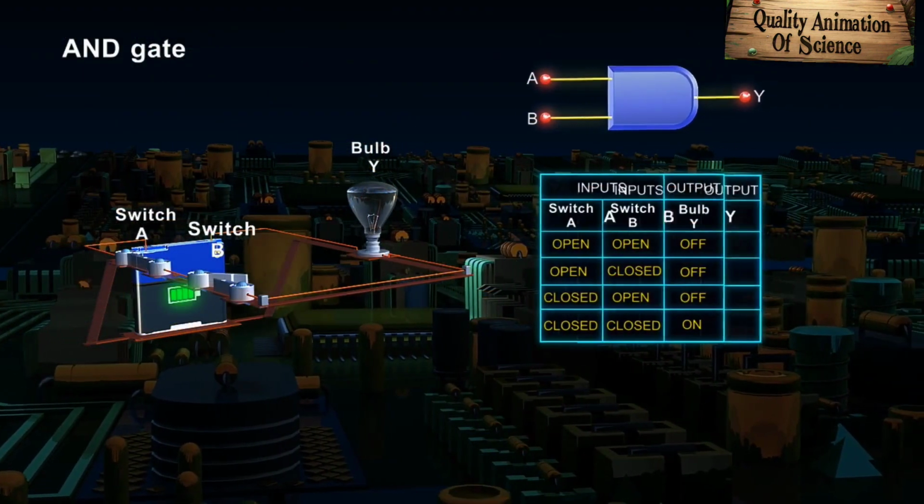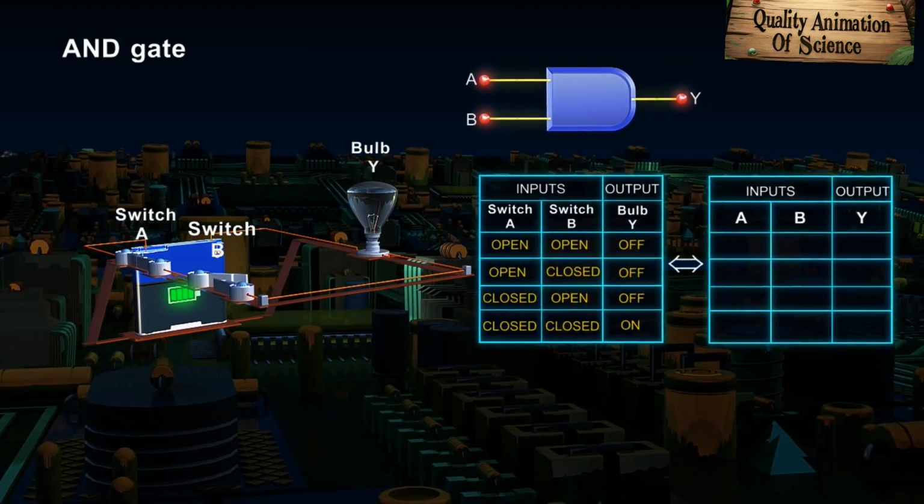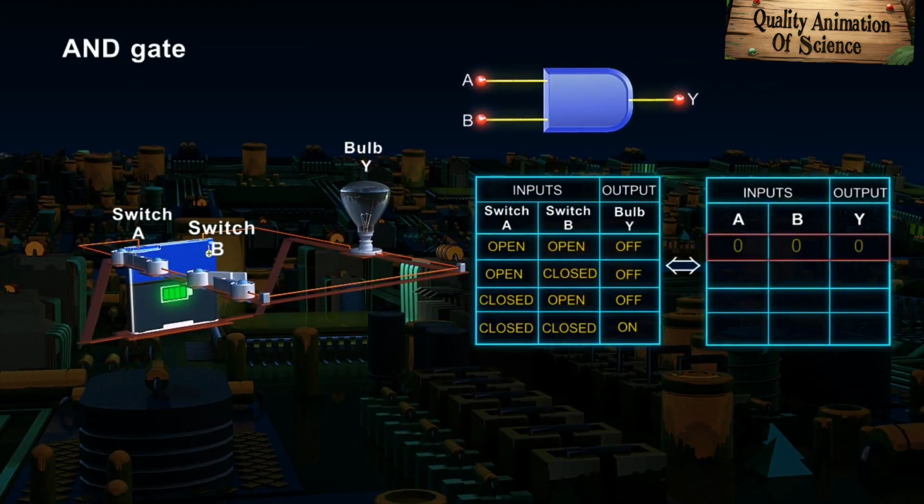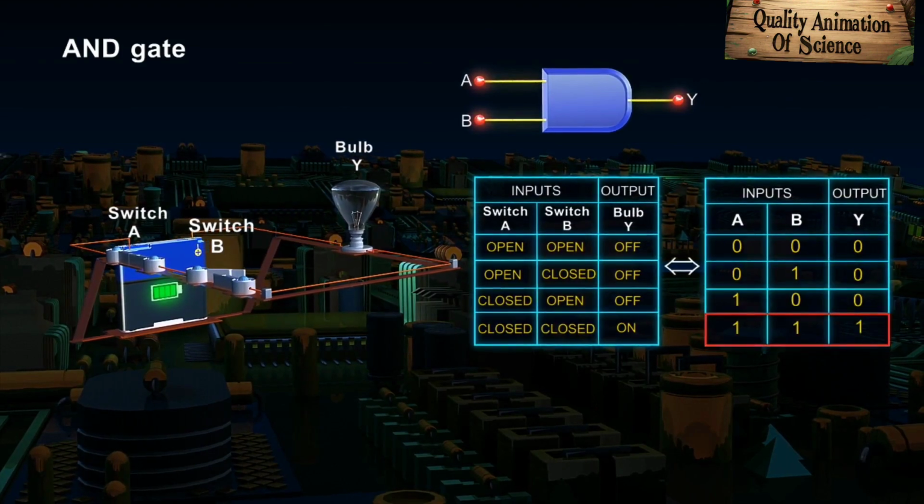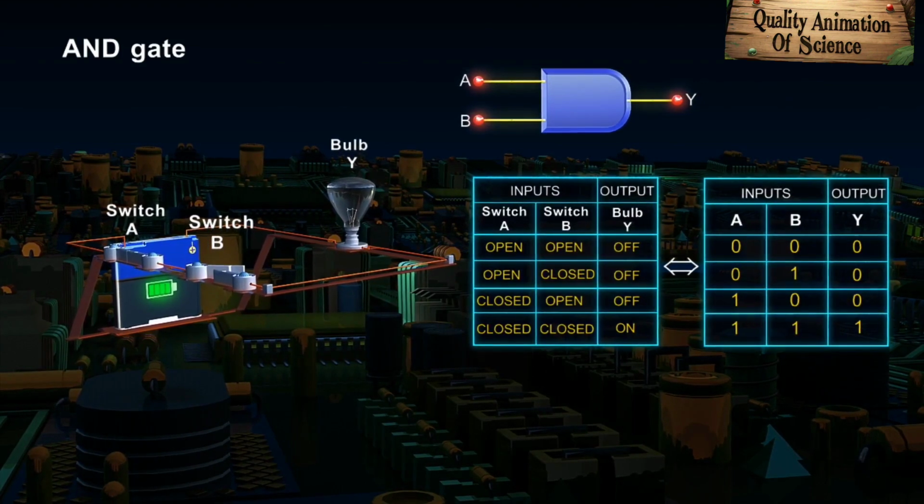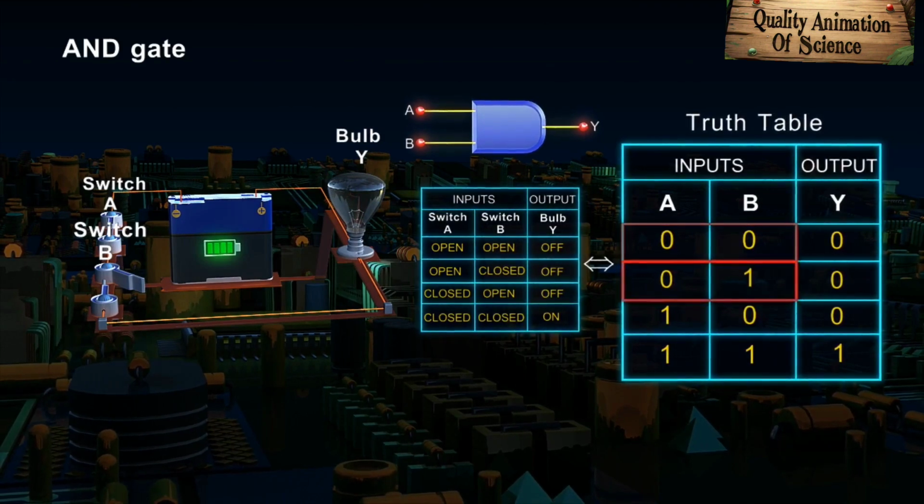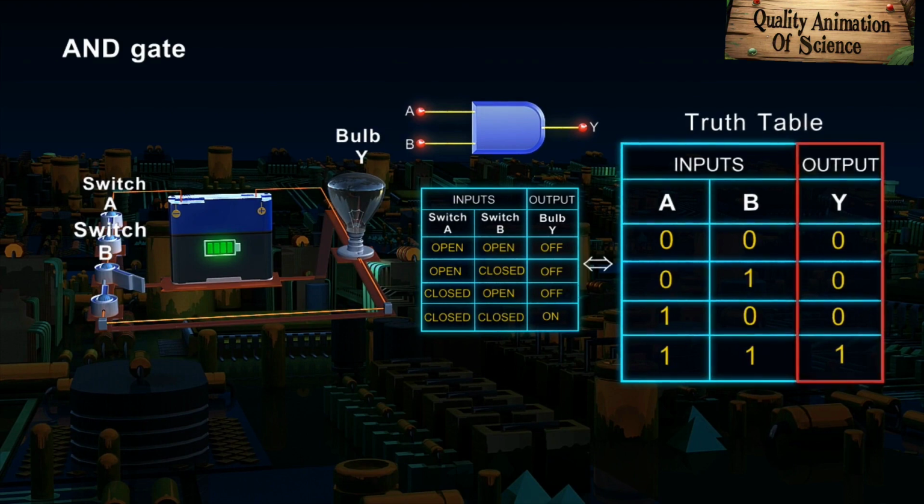Thus, the input-output information of any logic gate can be tabulated into a table to give a visual representation of the switching function of the system. This is called a truth table and shows each possible combination to the gate with the resultant output.